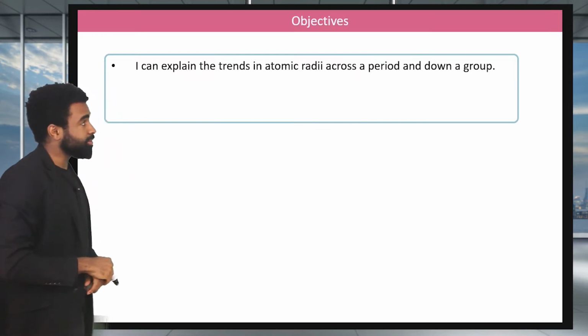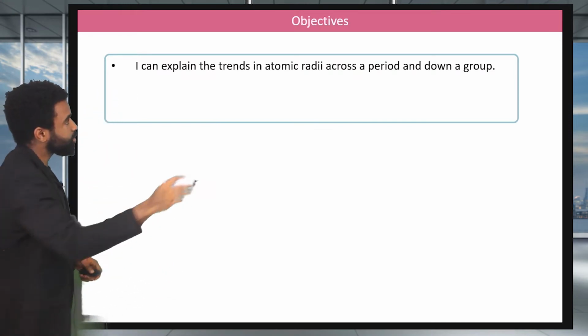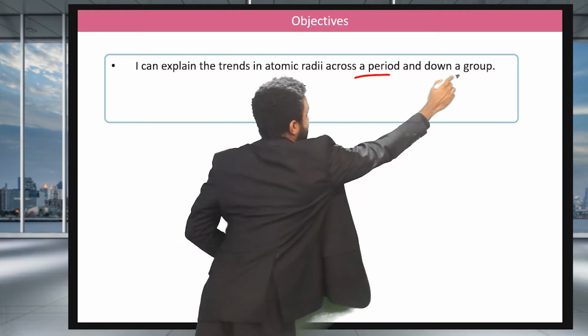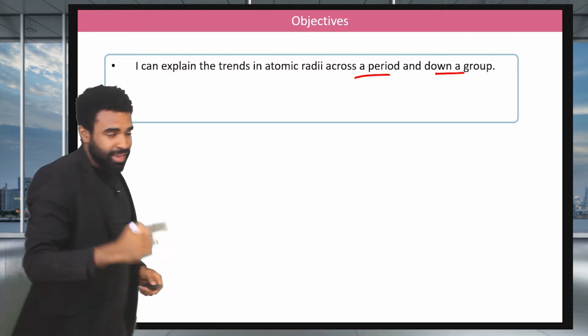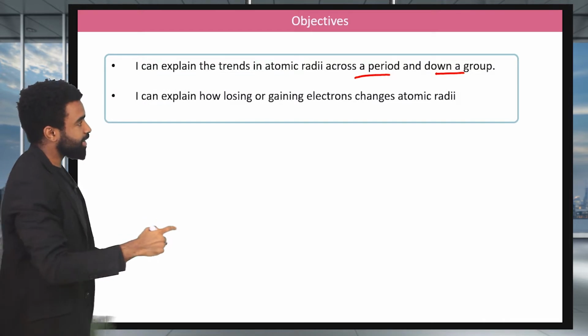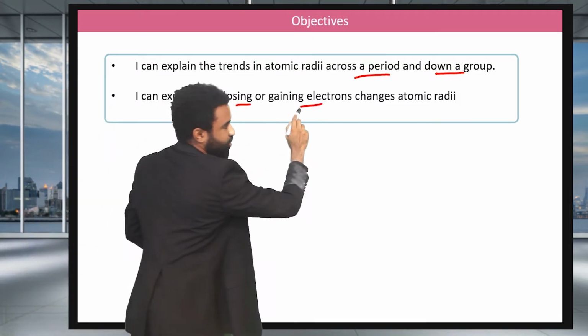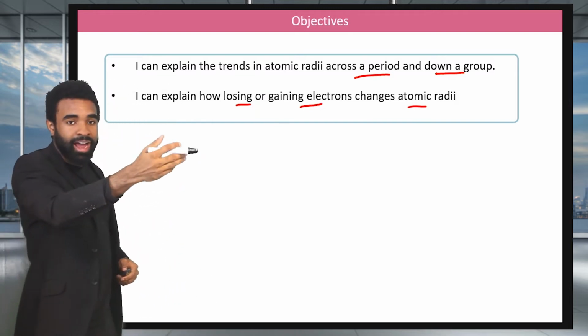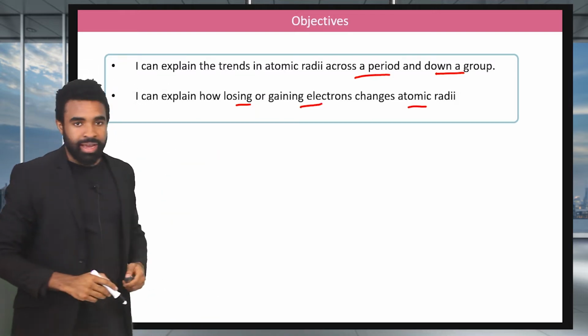Our formal objectives are the following. We'd like to be able to explain the trends in atomic radii across periods and down groups as well. And secondly, we'd like to be able to understand how losing or gaining electrons changes the radii of atoms. That's how do ionic radii compare to atomic radii.